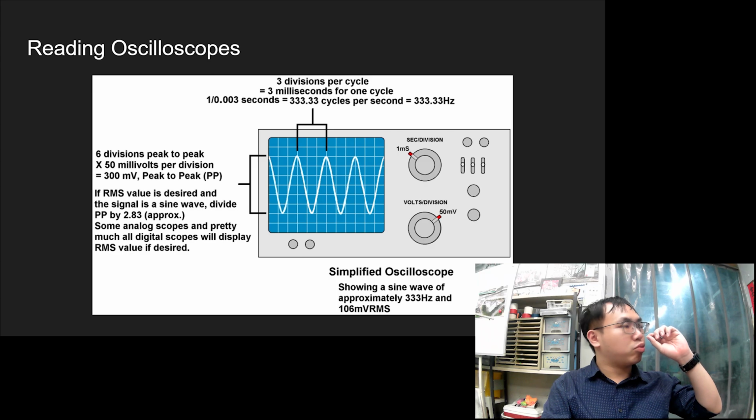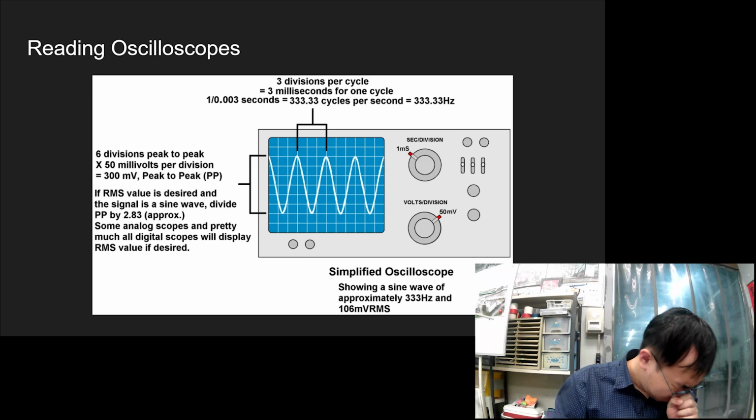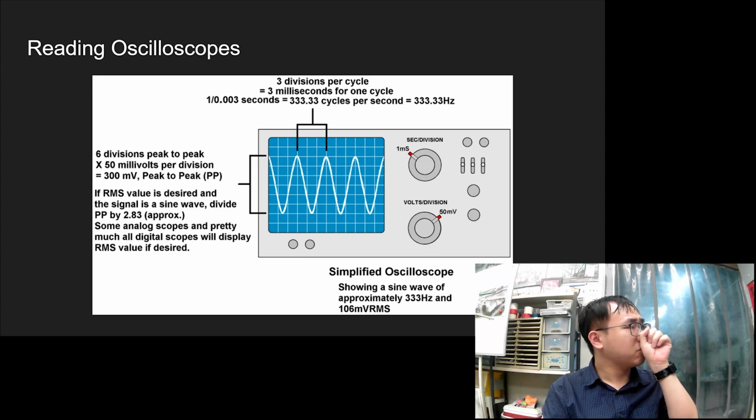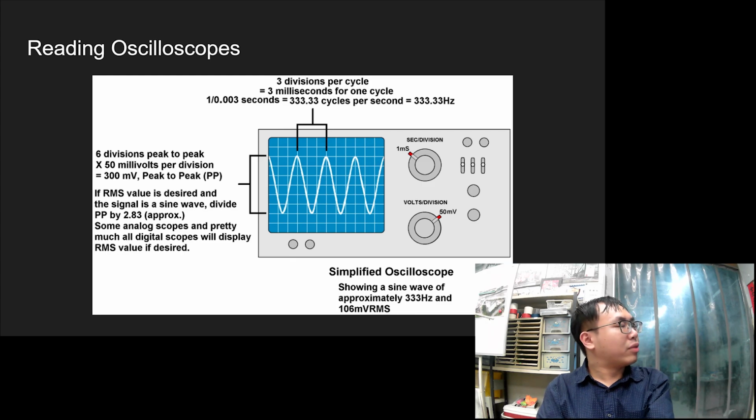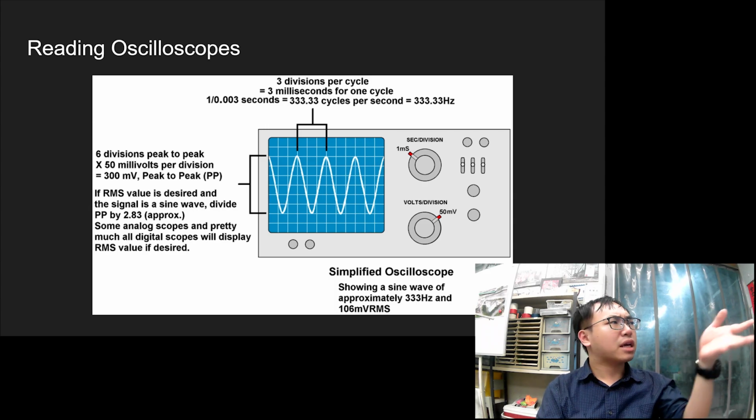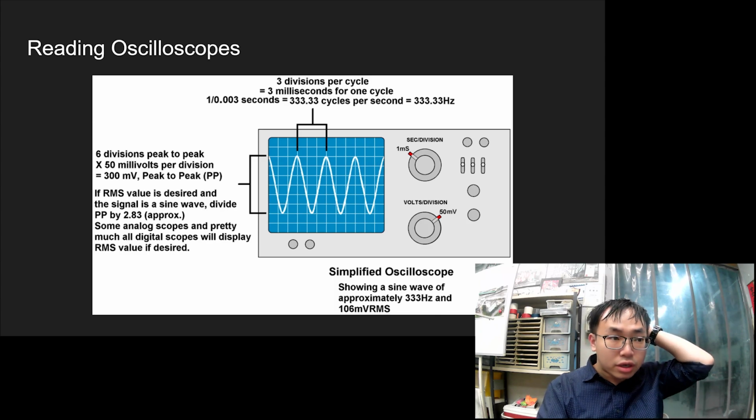One division means one square. Okay, one square. Seconds is the x-axis, and the voltage is the y-axis. Okay. So how will they ask you in the exam? In my exam, I don't know why, but they asked me 3 questions on how to read the oscilloscope. So I have to talk about this.